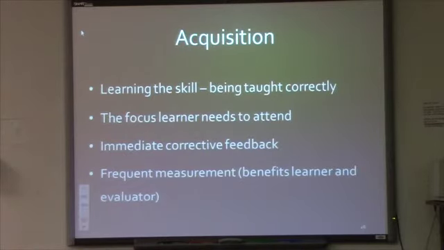Learning the skill, that has to be taught correctly. They need to attend. They will only attend if it's at their level of comprehension or ability. Provide immediate corrective feedback. And measure frequently. And that's because you are initially teaching them this. So you yourself need a lot of feedback to be able to provide them another prompt that's targeted.